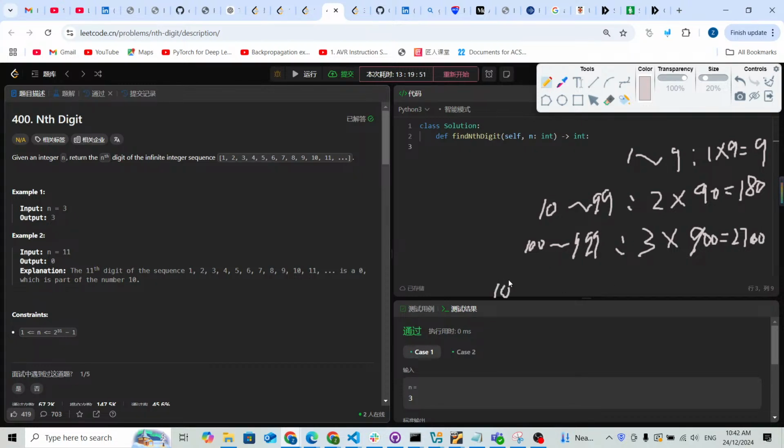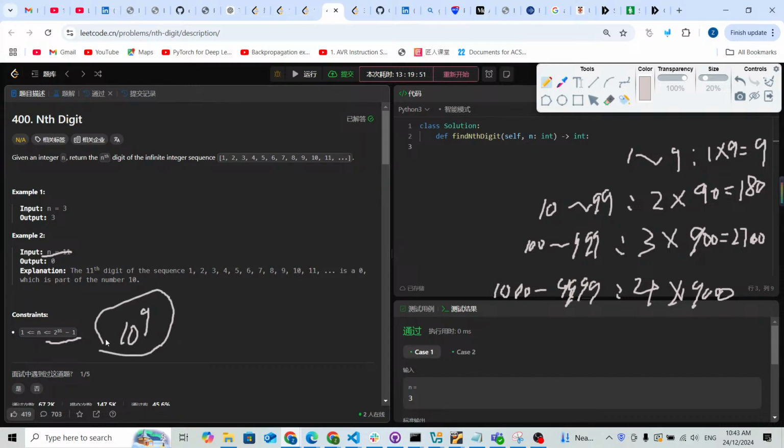So what happens with something like 1000 to 9999? It's going to be a similar idea. Definitely it's going to be 4 times 9000. So according to this way, we can count which number it is and which digit it is according to the given n. As n is going to be a small number, maybe at most less than 10 to the power of 9, this means we can solve the problem easily.